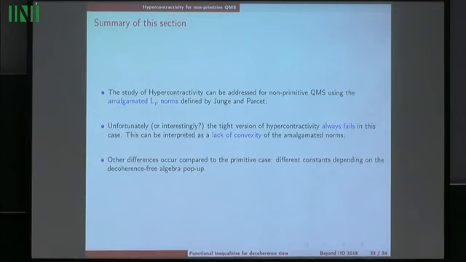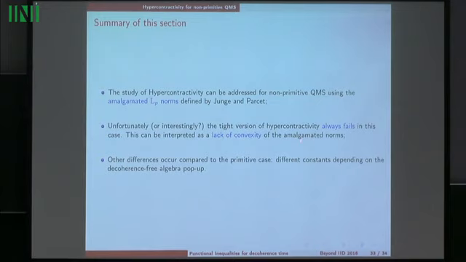Unfortunately for application, but very interestingly from a mathematical point of view, the tight version of hypercontractivity always fails for non-primitive semigroups. This can be interpreted as a lack of convexity for the amalgamated norms. I said that in the primitive case we need some strong convexity property of the norms, and the fact that the Log-Sobolev inequality fails shows that we don't have this property for amalgamated norms.